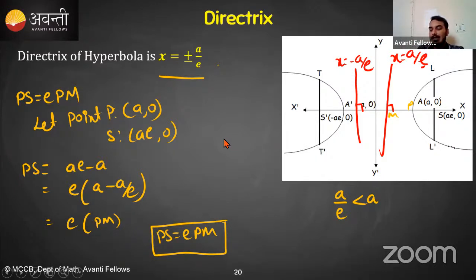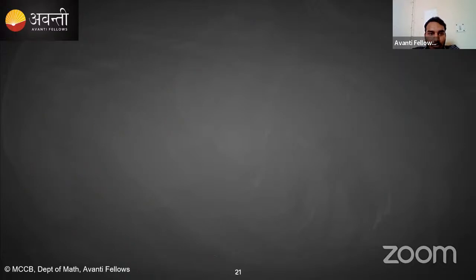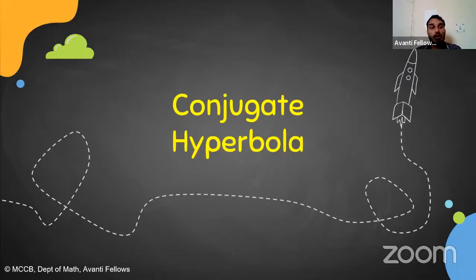Okay. So what have we got till now? First of all, hyperbola x square by a square minus y square by b square is equal to 1, right? In hyperbola, c square is a square plus b square. Eccentricity of the hyperbola is under root of 1 plus b square upon a square. Focus of the hyperbola is plus minus ae. Length of latus rectum of the hyperbola is 2b square upon a. Directrix of the hyperbola is plus minus a by e. Clear? Okay. So now let's talk about the conjugate hyperbola, which is very very important.